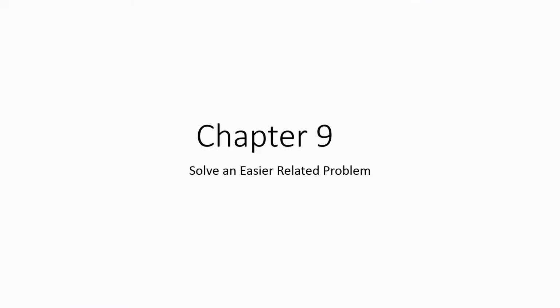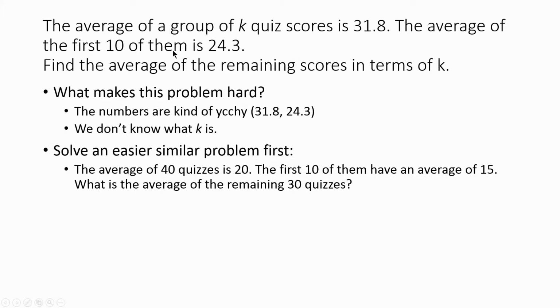Today we're going to look at Chapter 9. The problem-solving technique is called solving an easier-related problem. So let's take a problem straight out of Chapter 9. The average of a group of K quiz scores is 31.8. The average of the first 10 is 24.3. Find the average of the remaining scores in terms of K.